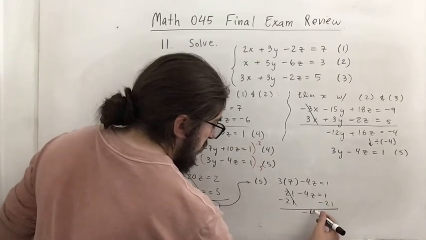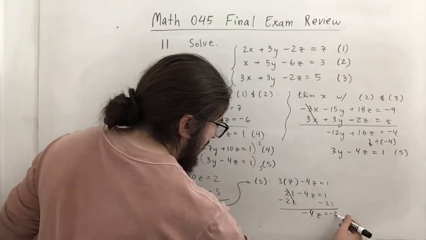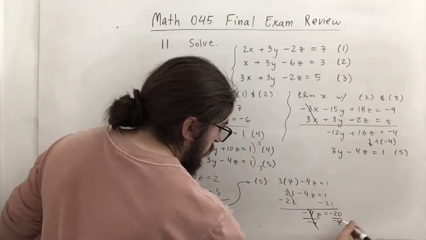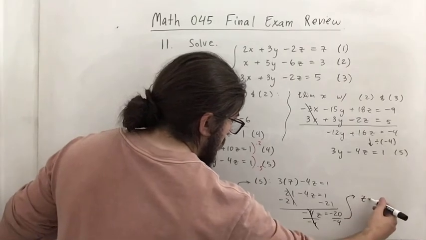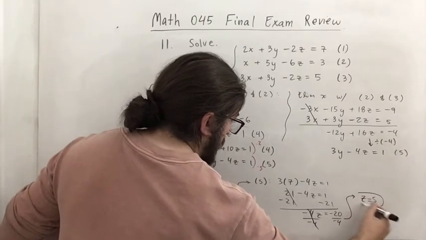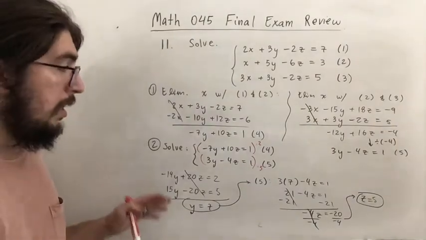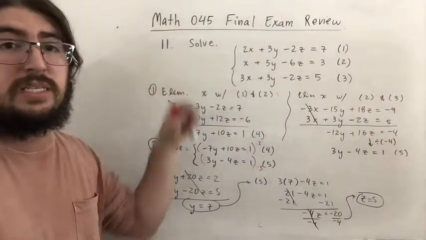We get negative 4z is equal to negative 20. Divide by negative 4. Double negative is positive. 20 divided by 4 is 5. So z is equal to 5. Whew, nice. One last step here, and that's to plug back in to one of these three.